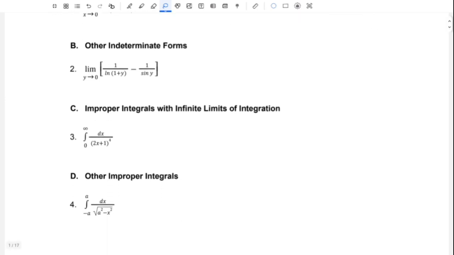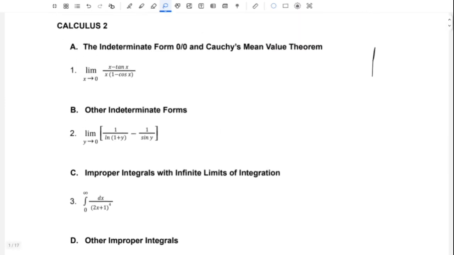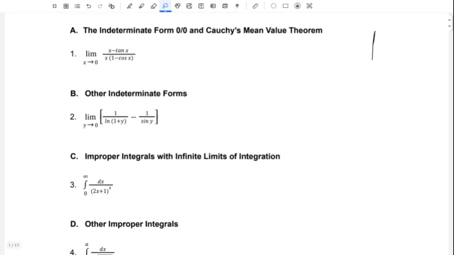We will divide today's discussion into four key parts. The first topic is all about the indeterminate form 0 over 0 and Cauchy's mean value theorem. This problem is a classic example of the 0 over 0 indeterminate form, and we will use L'Hopital's rule to find the limit. For letter B, we have the other indeterminate forms. Here, we encounter the indeterminate form infinity minus infinity, which requires us to approximate the behavior of the function near zero.